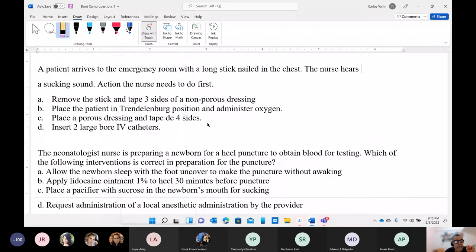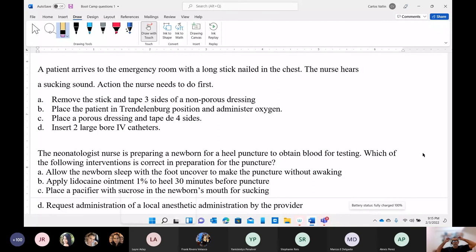Just an example though. Okay, let me do the last one. The neonatal nurse is preparing a newborn for a heel puncture to obtain blood for testing. Which of the following interventions is correct in preparation for the puncture? A, allow the newborn to sleep with the foot uncovered to make the puncture without awakening. B, apply lidocaine ointment 1% to the heel 30 minutes before puncture. C, place a pacifier with sucrose, something sweet, in the newborn's mouth for sucking. D, request administration of a local anesthetic injected by the provider.